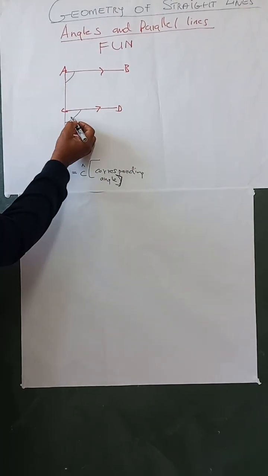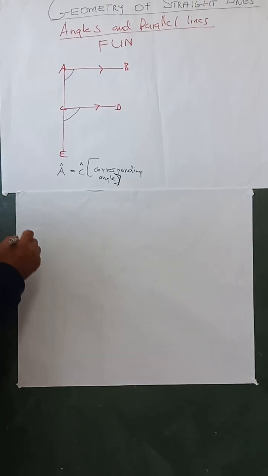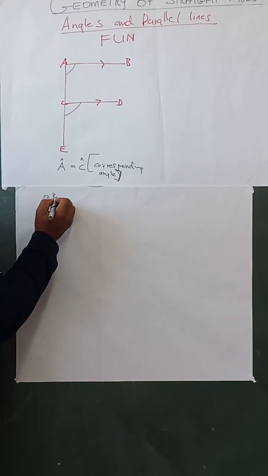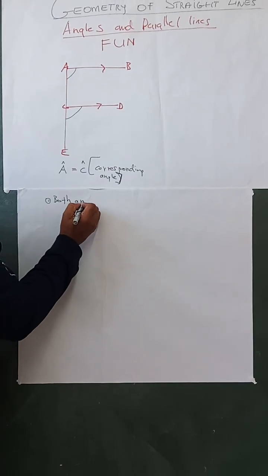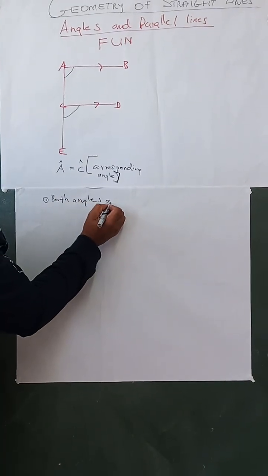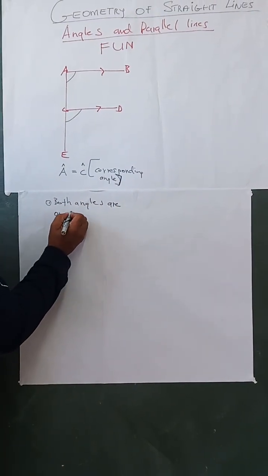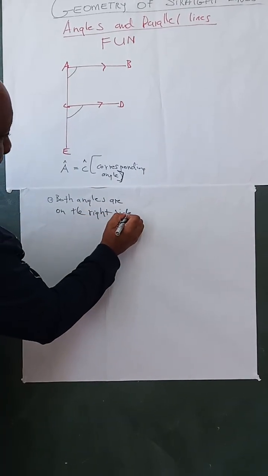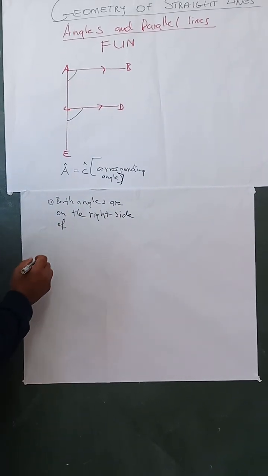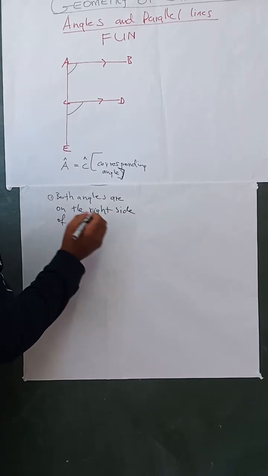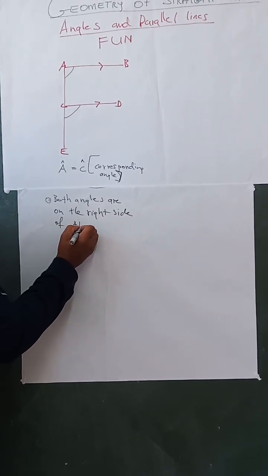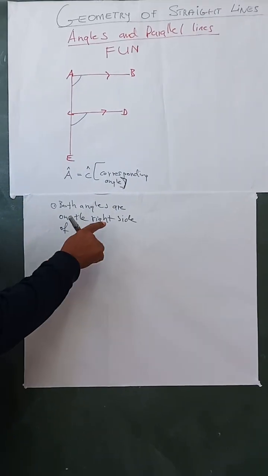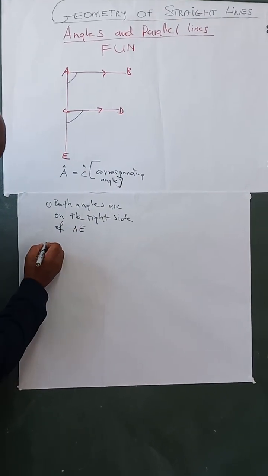Angle A and angle C, both angles, let's write, both angles are on the right side of a vertical line AE. They are on the right side of the vertical line AE.